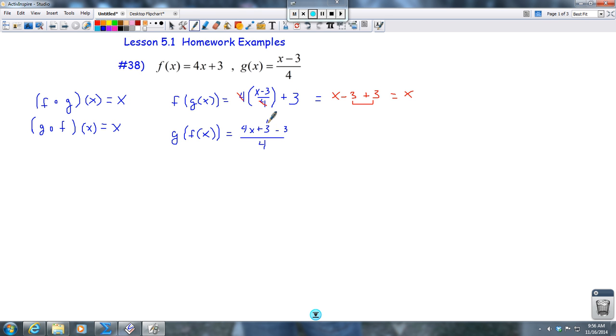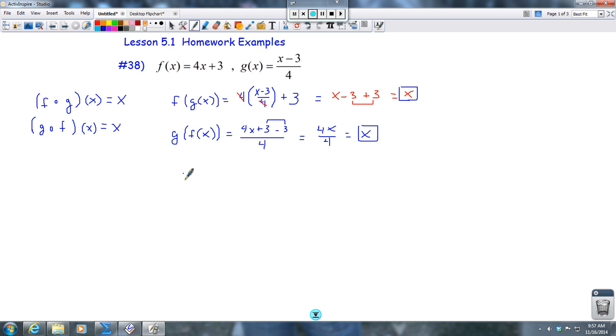What can we put together here? We have a 3 minus a 3. So that would leave us with 4x over 4. And it looks like we can divide 4 divided by 4 and make a 1. And the only thing left is x. Since we made x both directions, that means that we have proved that these guys are inverses.